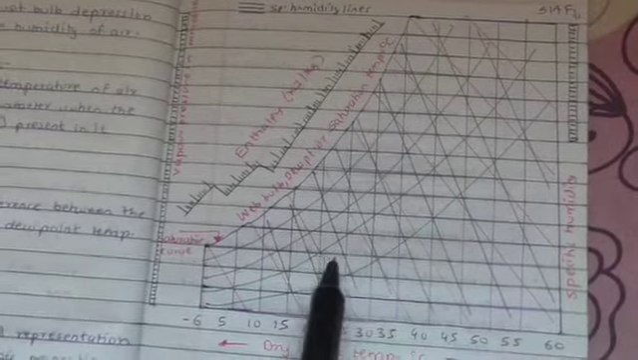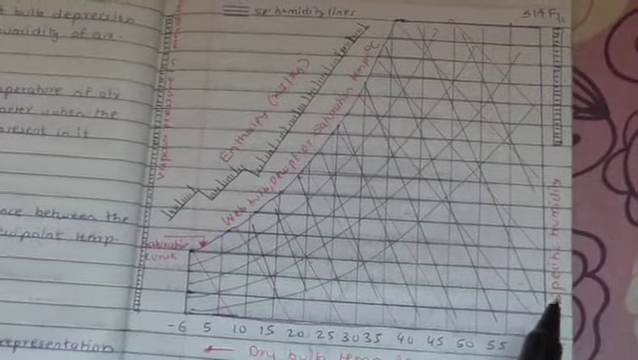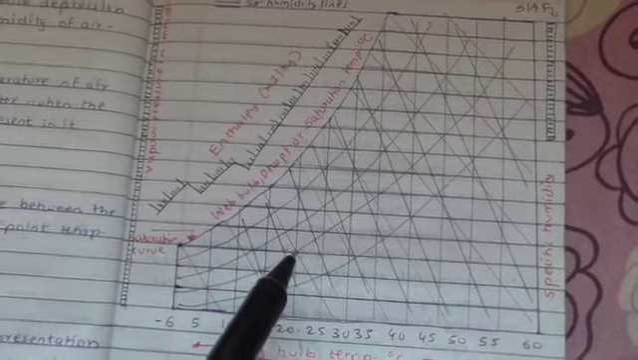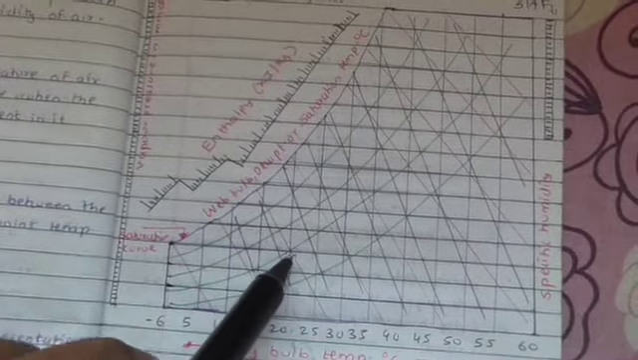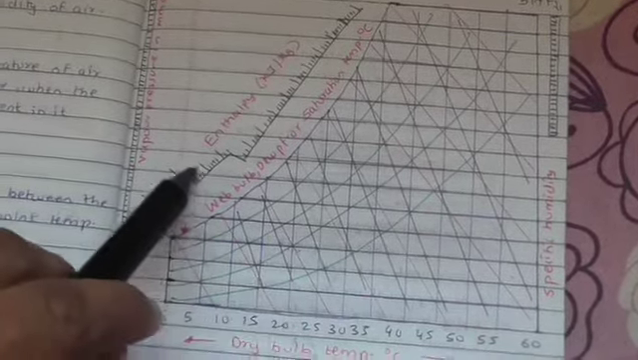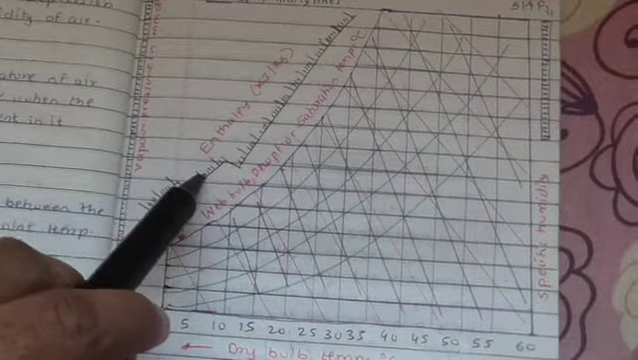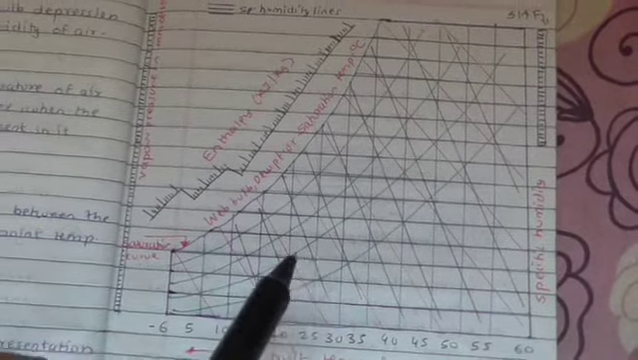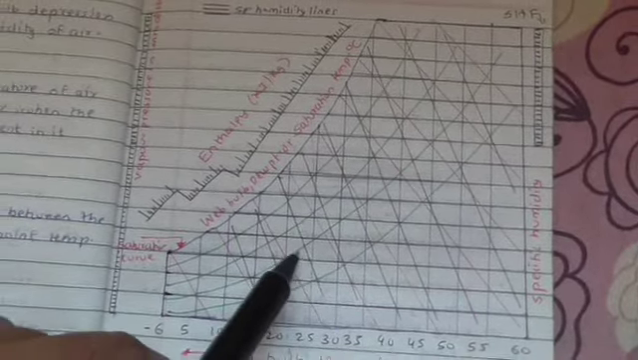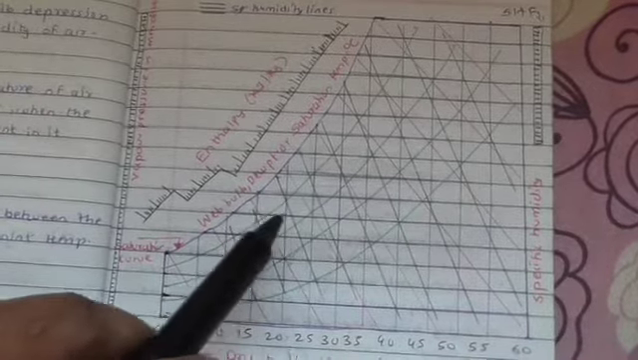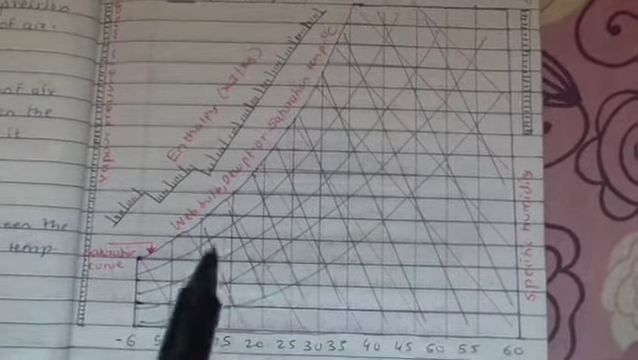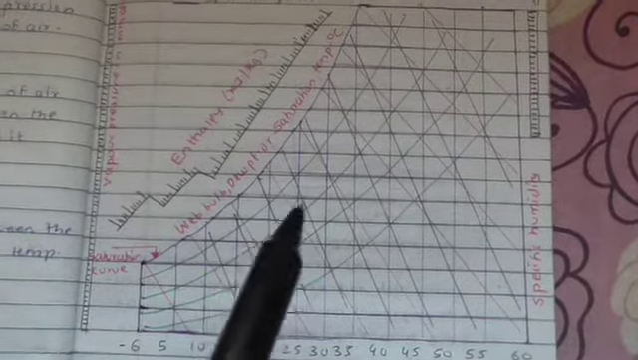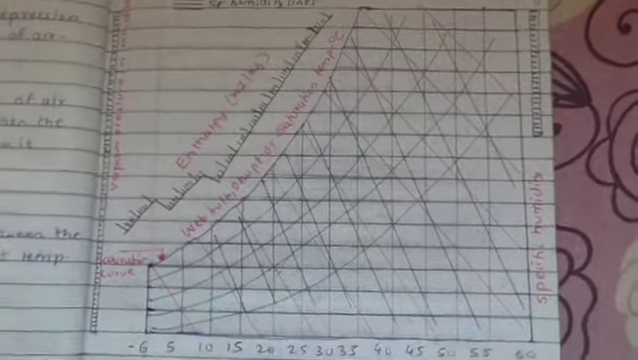If you extend this point here, you will get the specific humidity. If you see where it lies between the relative humidity curves, you will get the value of relative humidity. When you extend that line here, you will get the enthalpy at that particular point. You will also get how much specific volume there is at that point. So with the help of all these parameters, we can find any number of properties related to the psychrometric chart.